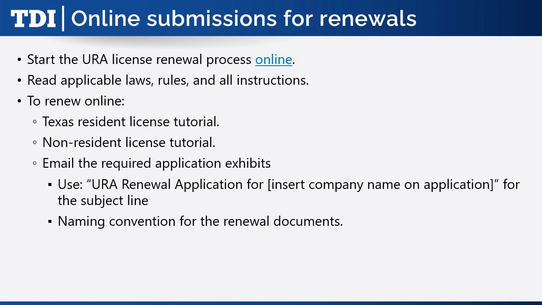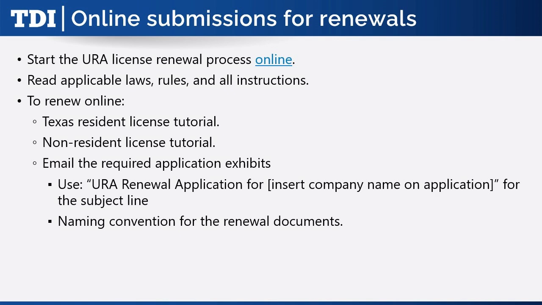If you've never renewed online with us, it is highly recommended that you review the tutorials directly under the red button first. If your URA is domiciled in Texas, then you will review the resident license tutorial. If your URA is domiciled in a state other than Texas, you will review the non-resident license tutorial. These tutorials will give you instructions about how to navigate the first part of the renewal process that begins once you click that red button.